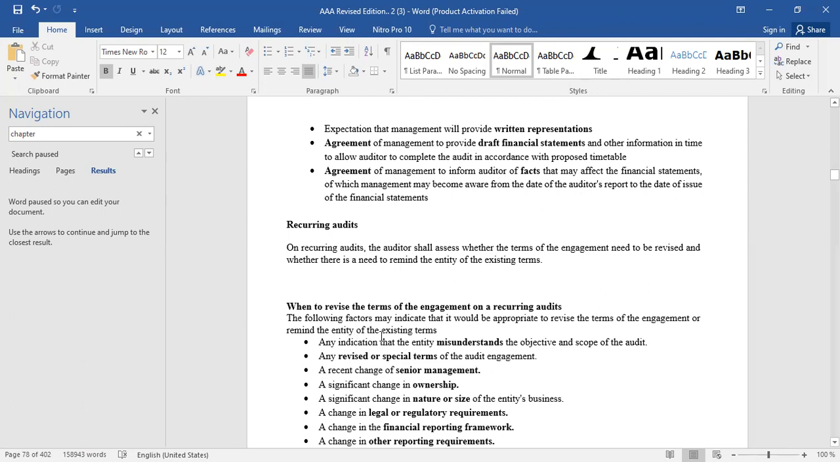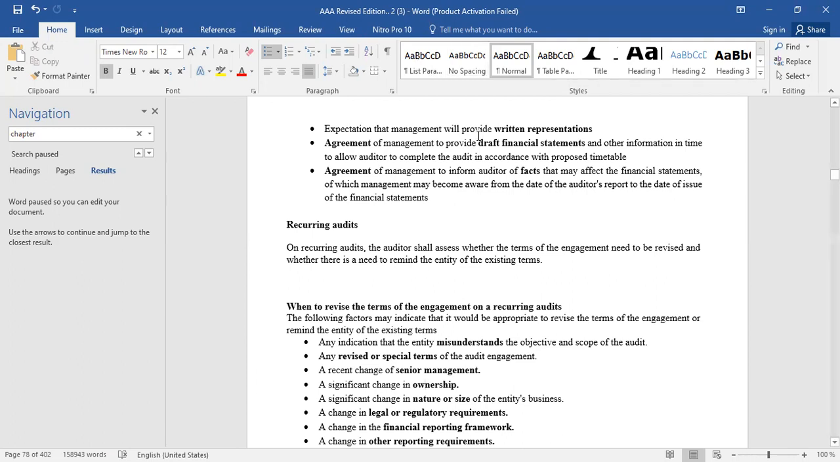Just remind the entity on the existing terms. Number one, these are what they wanted: any indication that the entity misunderstands the objective and scope. Once you've seen any indication that the client doesn't understand the objective of the audit, or maybe doesn't understand the scope of the audit, then in that case, you need to do what? You need to ask the client to revise the terms of engagement.